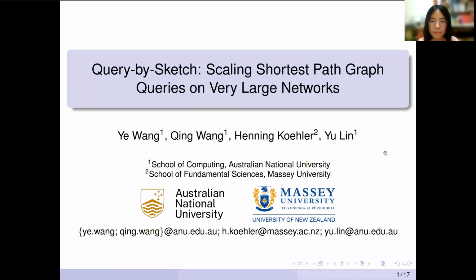I'm Ian, an MPhil candidate at Australian National University. The title of our research paper is Query by Sketch: Scaling Shortest Path Graph Queries on Very Large Networks.